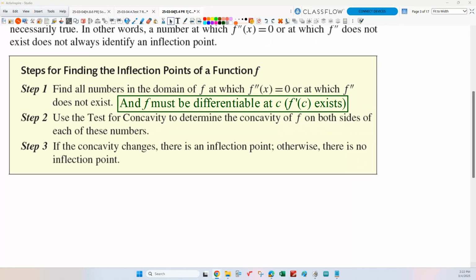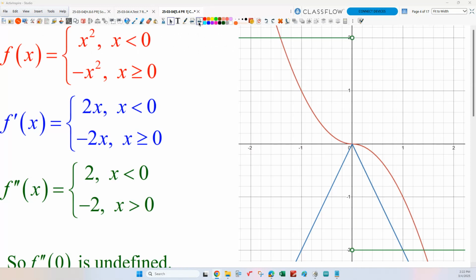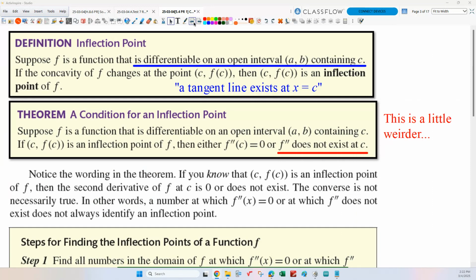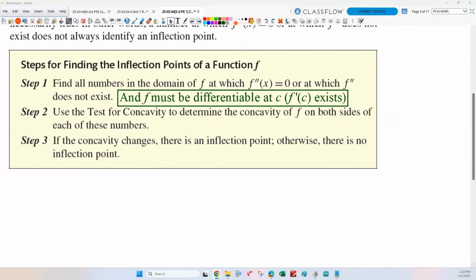So what else has to be true? The function must be differentiable at C. So f prime of C has to exist. Then we just use the test for concavity to determine if the concavity is flipping, and that's what our tables do for us. That's it, right? You see how great these tables are. They take all these wordy theorems and you can just summarize them all in one really elegant little table. Okay, there are some things though, let's see. Oh, there's something that got left out.